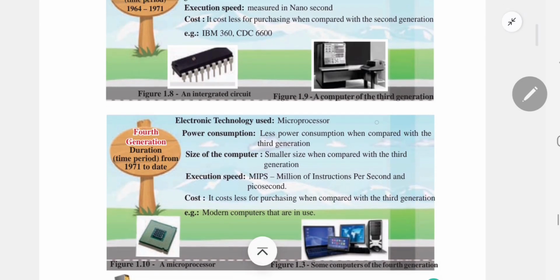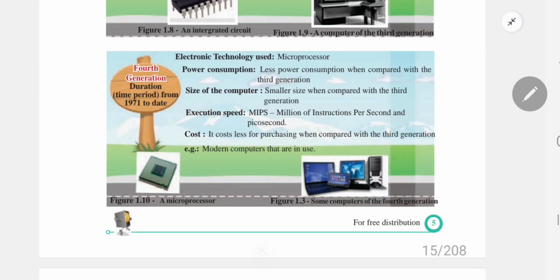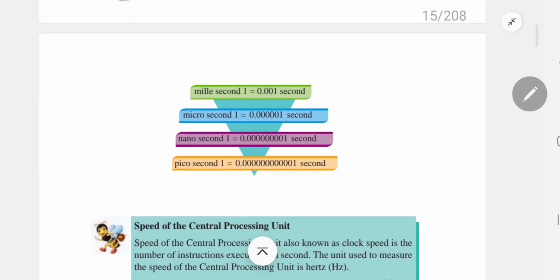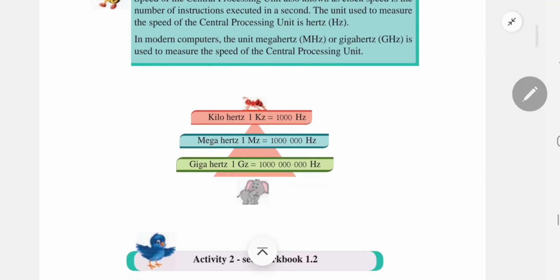The fourth generation, which we use today, uses microprocessors. These computers are very small, very fast, use very little power, and are affordable. We also learned the speed of the CPU, called the clock speed, is measured in hertz, and modern computers use megahertz and gigahertz. Overall, as technology improved, computers became smaller, faster, cheaper, and more powerful. And that's how the evolution of the central processing unit has shaped the modern computers we use every day.